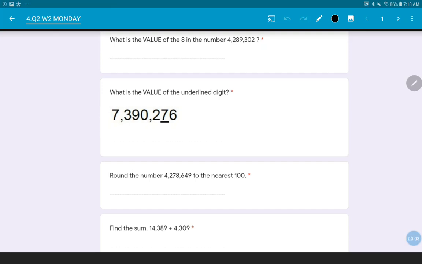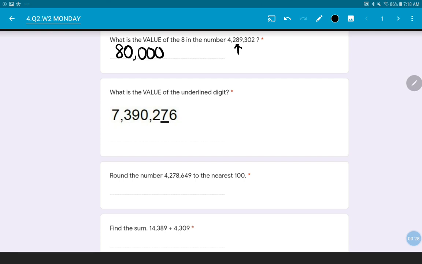And let's take a look at Monday's daily math. The first question asks you the value of the 8 in the number 4,289,302. So here is my 8. I can see that is in the 10,000s place value, so the value of the 8 is 80,000.